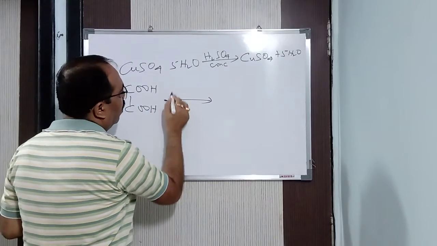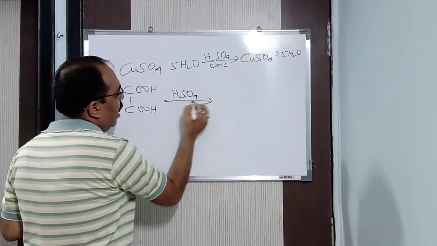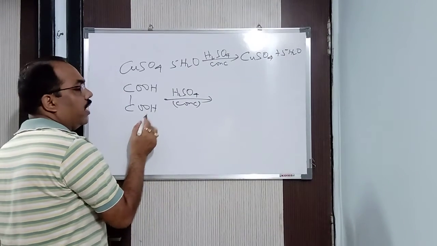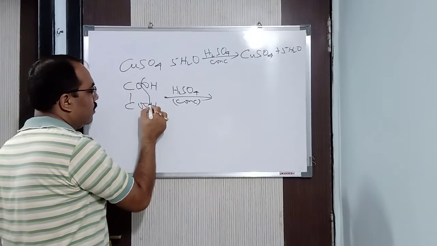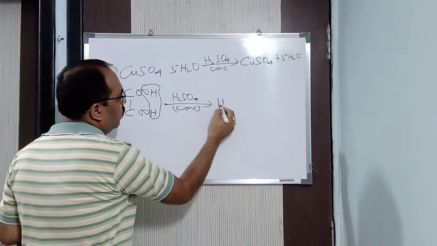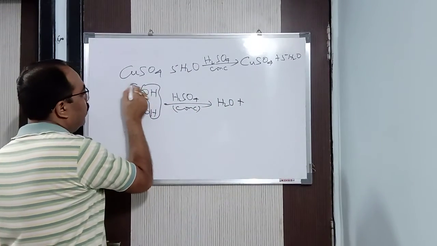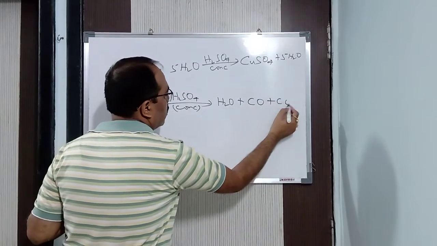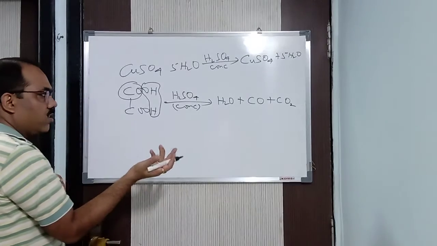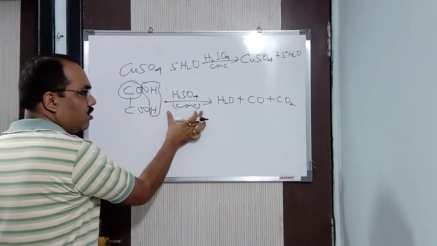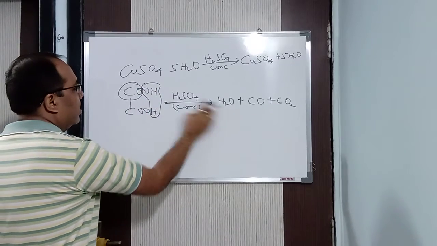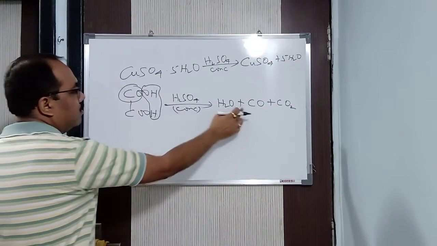Similarly, if you take oxalic acid and add a few drops of concentrated sulfuric acid to it, what will you find? Water will be removed first. Then what is remaining? Carbon monoxide and carbon dioxide, CO plus CO2. So you can easily write the reaction. Oxalic acid in the presence of concentrated sulfuric acid acts as a dehydrating agent. First I removed water, then what is remaining? CO and CO2.